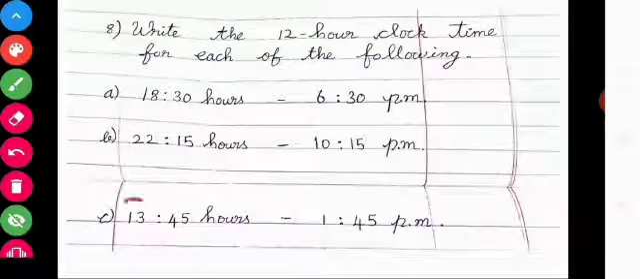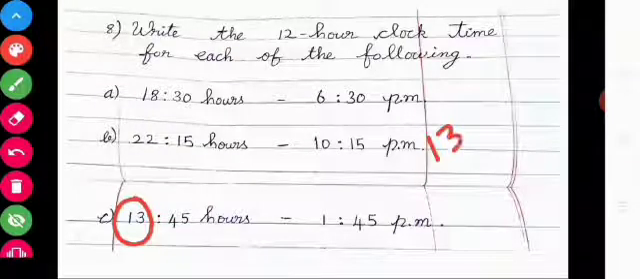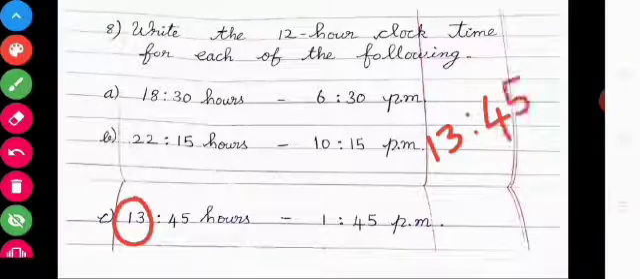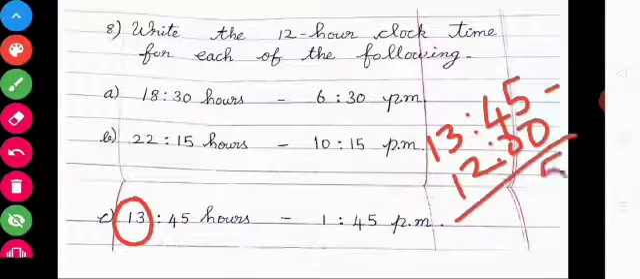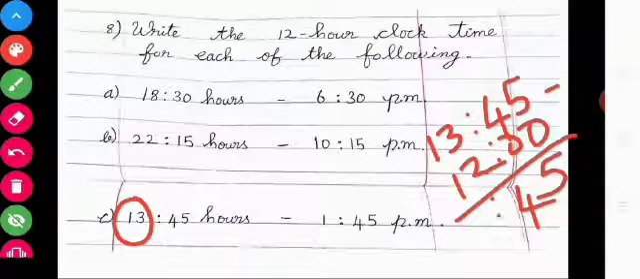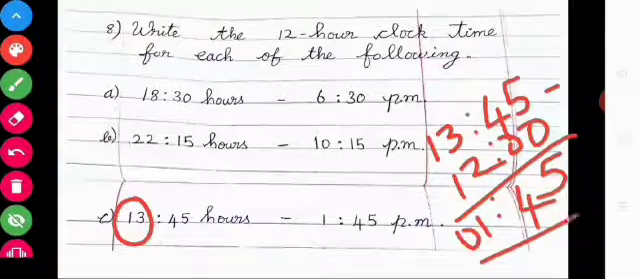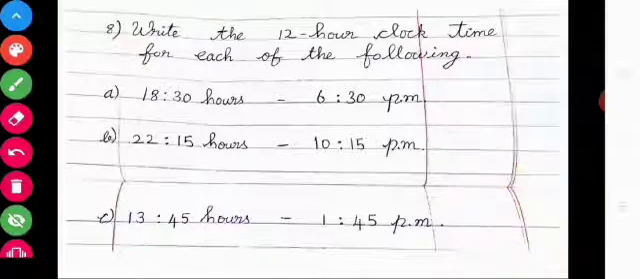13 hours 45 minutes. It is more than 12, yes. Then write 13 hours 45 minutes minus 12 hours. So 5 minus 0, 5. 4 minus 0, 4. And then 3 minus 2, 1. 1 minus 1, 0. 1 hour 45 minutes in PM.